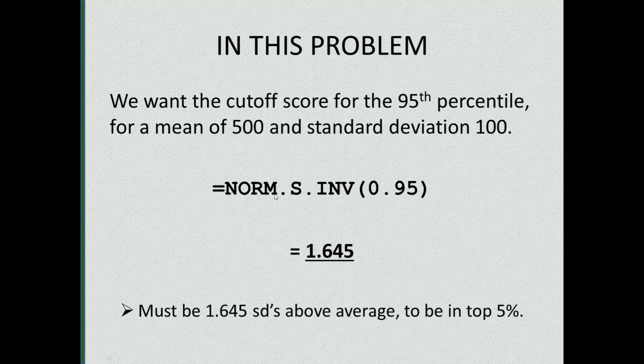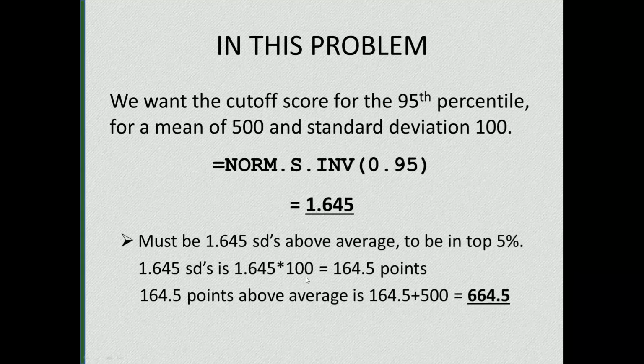Alternately, you could have said standardized inverse function of 95%, 1.645. In other words, we've got to be 1.645 standard deviations above average to be in the top 5%. 1.645 standard deviations, 100 points is one standard deviation, so we're this many points above average. Above average puts us at 664.5. Again, either way is fine.